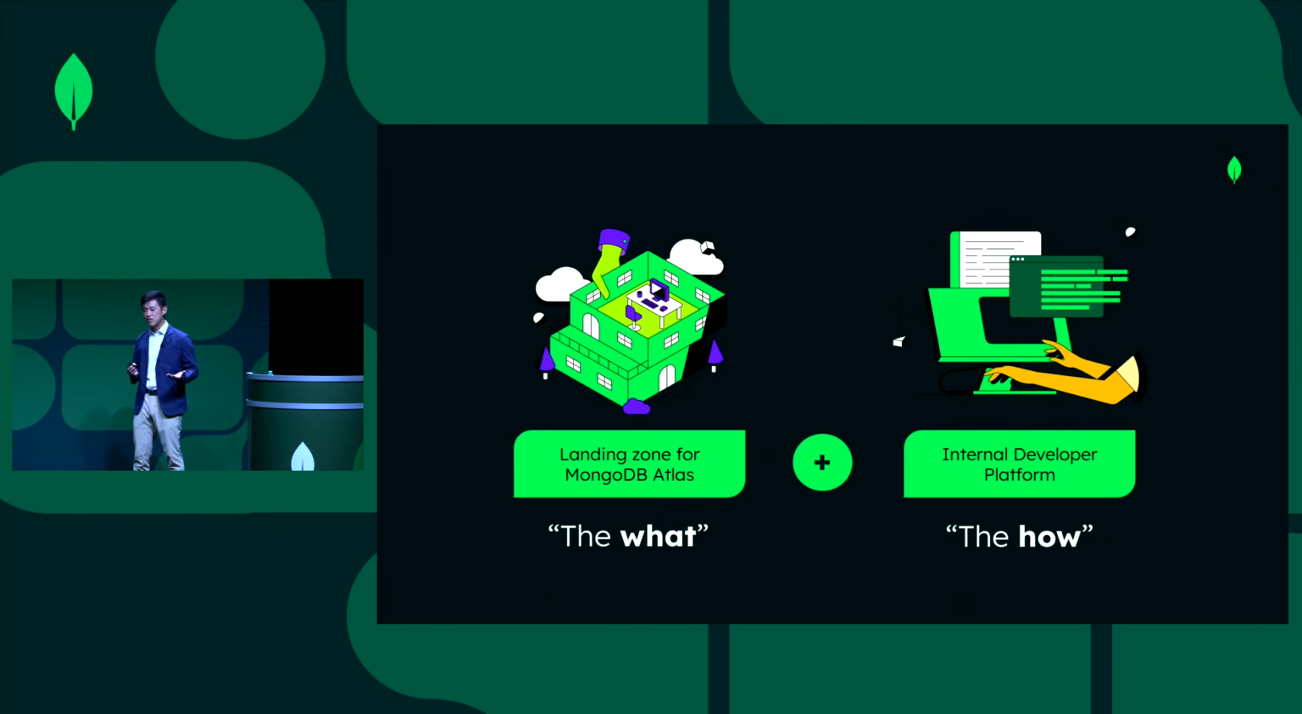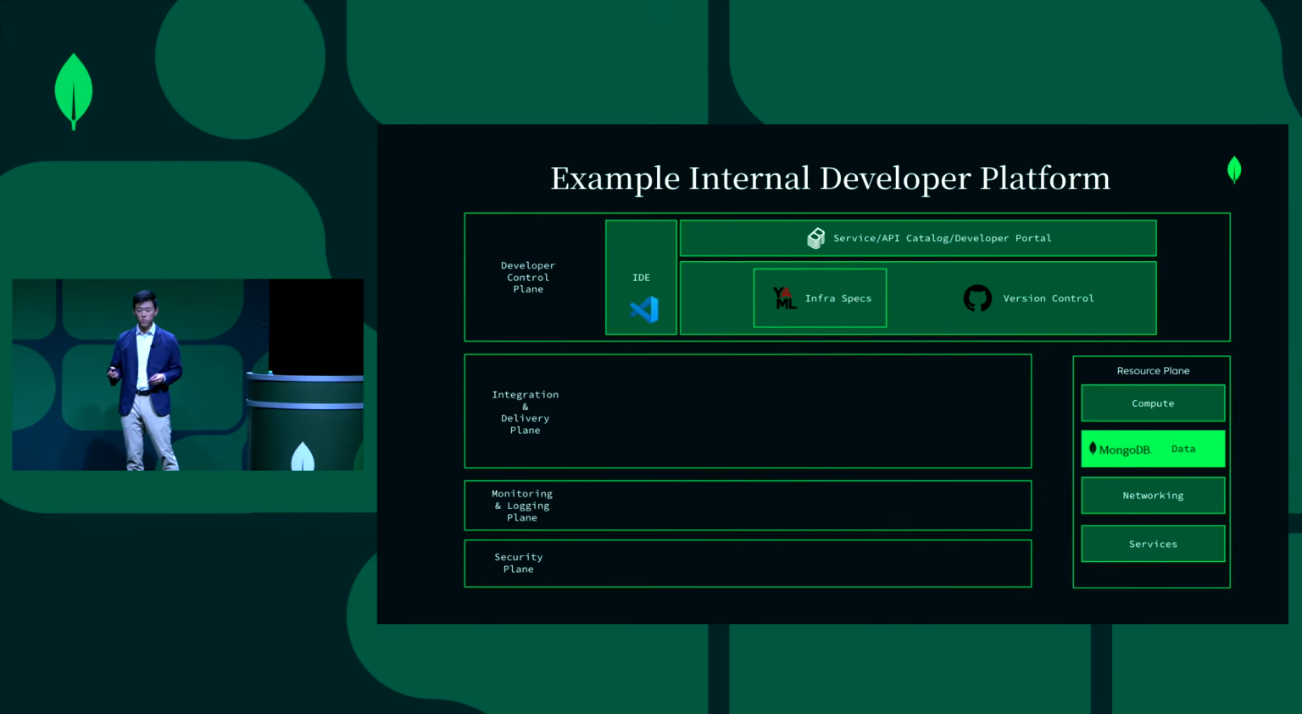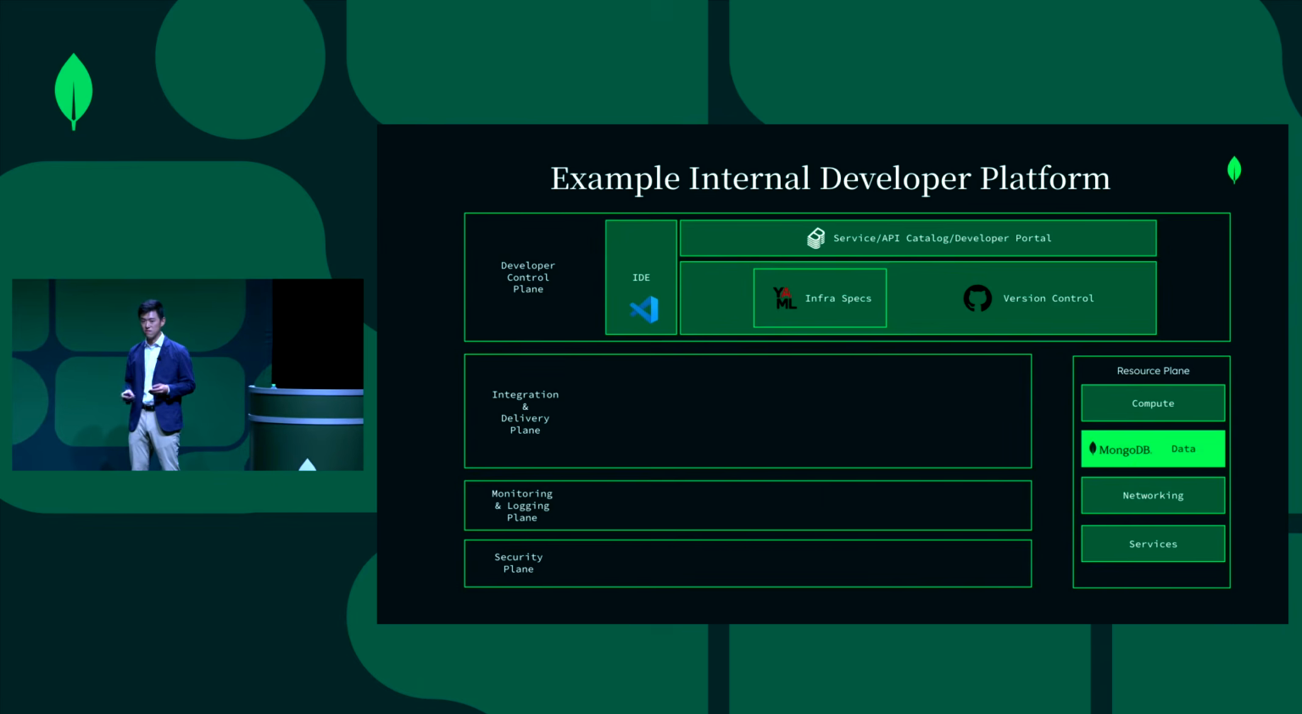So if the landing zone gives us the ability to define these templates, the developer platform is how we make these templates available to developers. So we'll talk through a couple different layers of the stack here and then go into the demo. In my experience, these developer platforms have many different shapes and sizes, but they always contain a couple common layers of the stack. The first is a developer control plane. This developer control plane uses a developer portal to give developers the ability to define their infrastructure as code. Using an IDE, developers make changes to this infra as code and use something like GitHub to version control it.